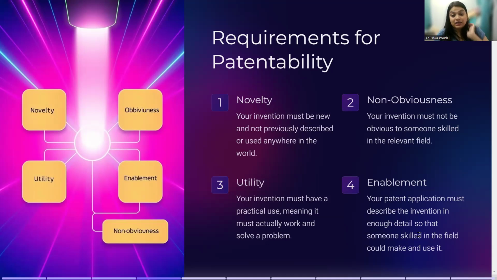Your invention must have a practical use, meaning it must actually work and solve a problem. What is my calculator doing? The scientific calculator makes the job of calculating big and complex mathematical equations easy, which will help me save time. Enablement. Your patent application must describe the invention in enough detail so that someone skilled in the field could make and use it. So you need to make sure the product is enabling, giving other people the ability to use it. So, enablement.